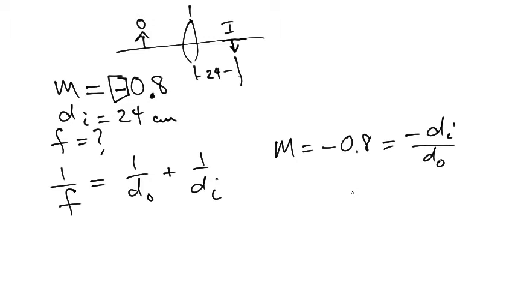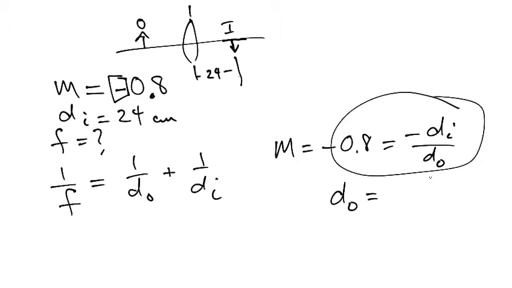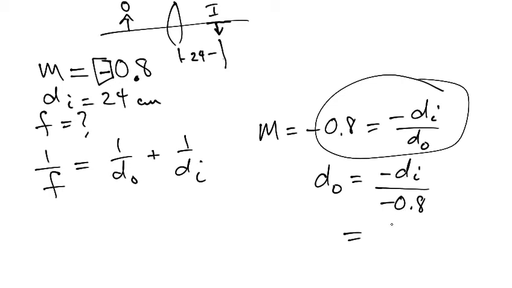And therefore, if I was to calculate the object distance in this case, using this equation here, I can simply swap the negative 0.8 and the object distance and get negative di over negative 0.8. And so that's going to give me negative 24 divided by negative 0.8, and that's going to give me precisely 30.